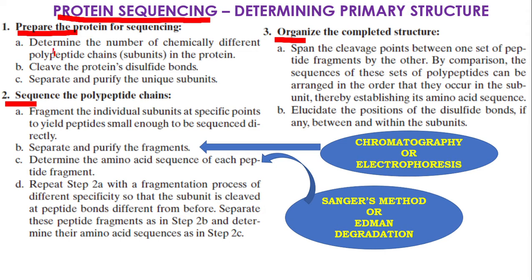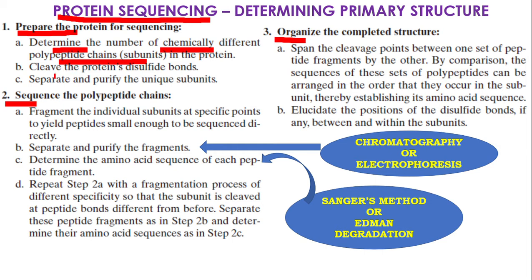First of all, how many polypeptide chains are there in the protein? We need to find out. For example, hemoglobin consists of 4 subunits. Insulin consists of 2 subunits. Sometimes a protein may consist of 5 or 10 or even 15 subunits. We need to find out how many subunits are there in a protein. That is the first step actually.